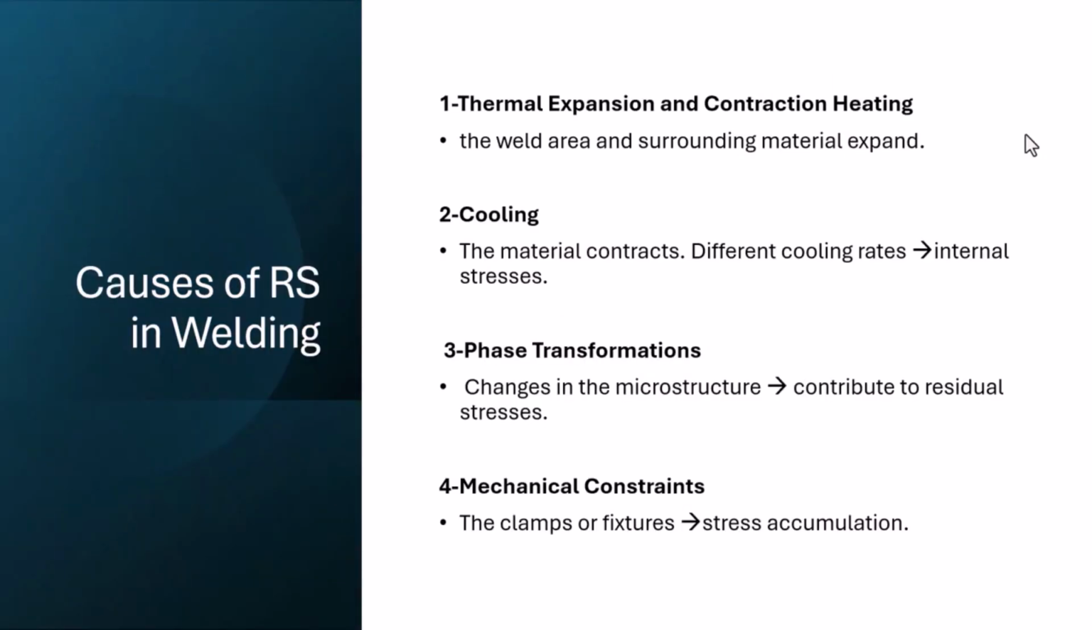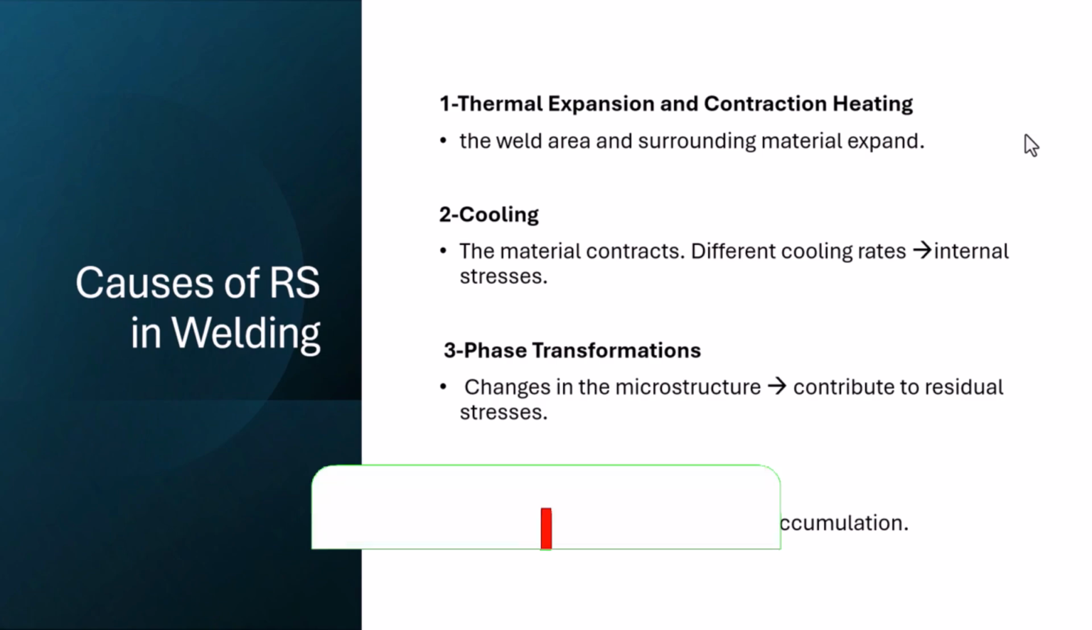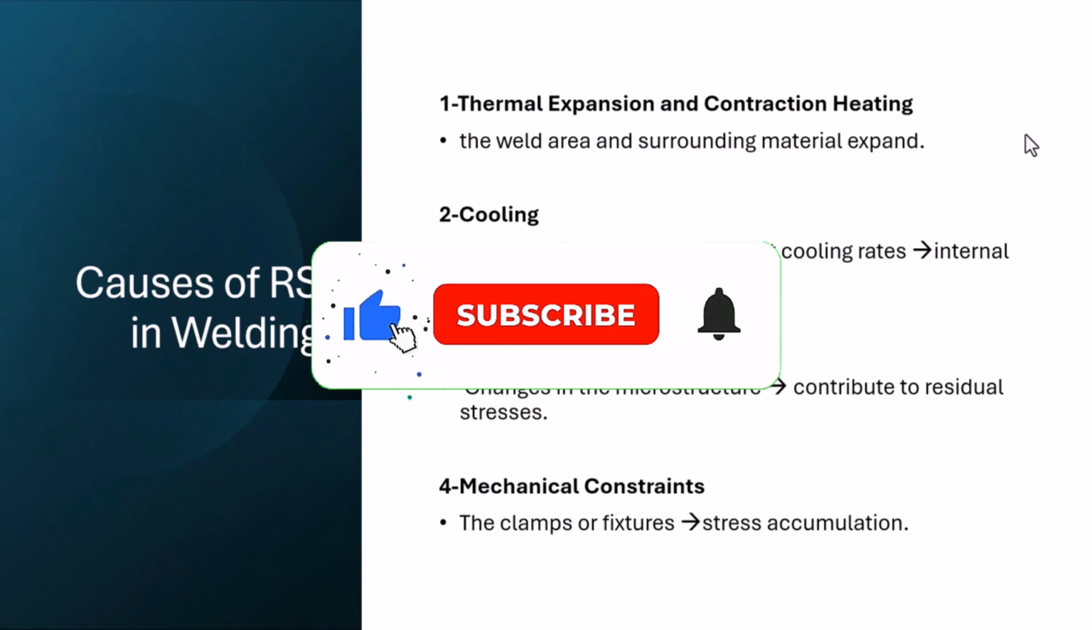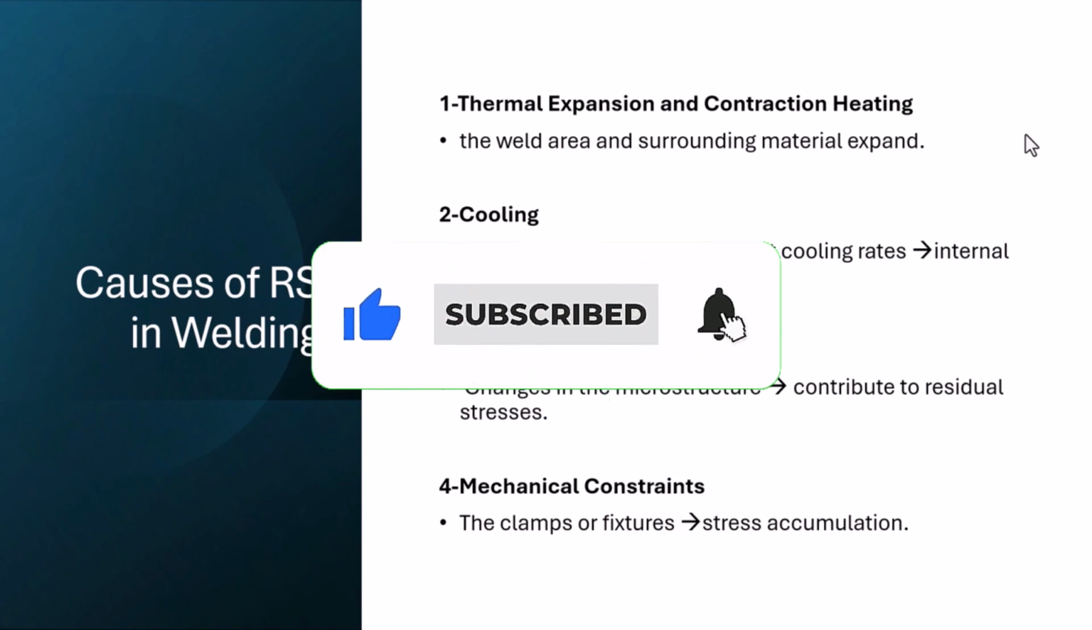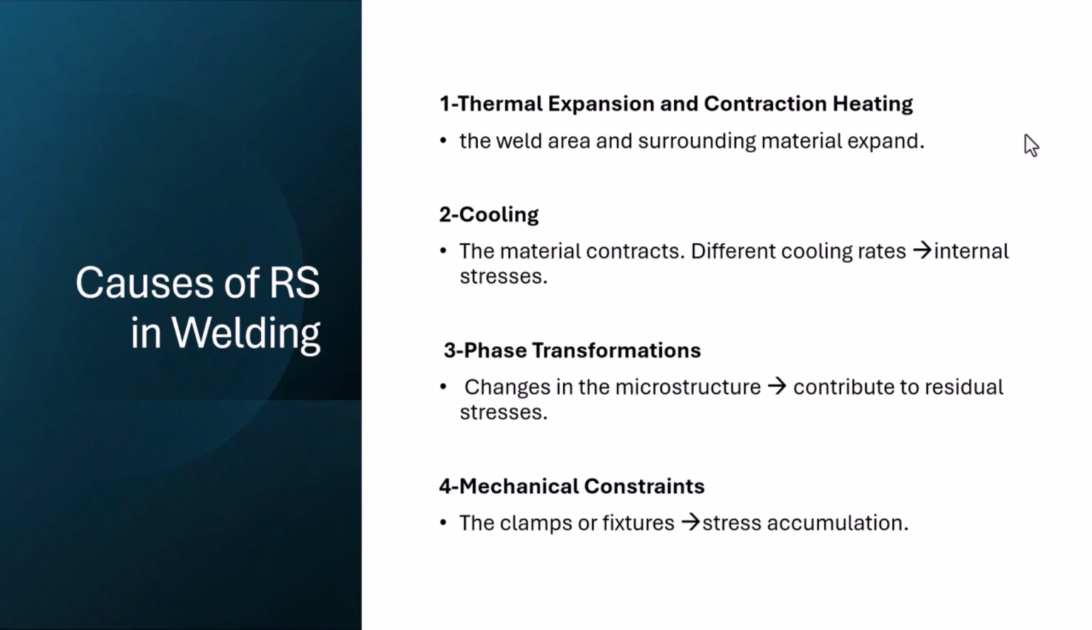Alright, what causes residual stresses in welding? The first and foremost is thermal expansion and contraction. During the welding and cool down, the welded area and the surrounding material expand and contract due to the rapid heating and cooling.